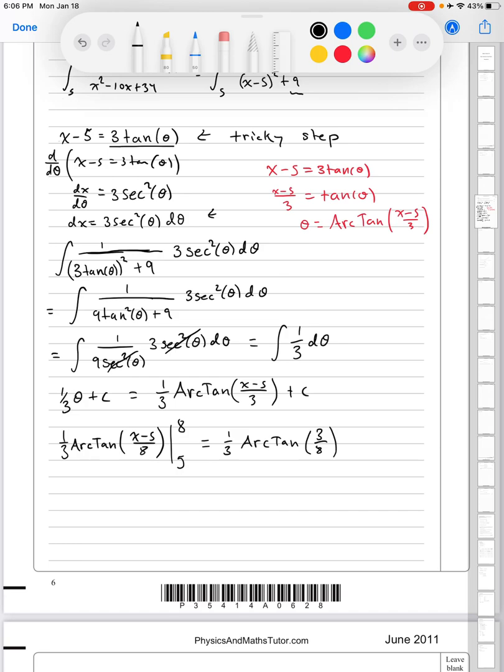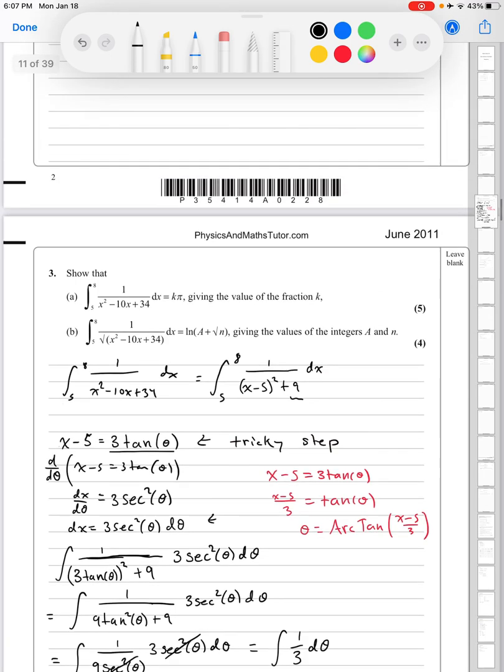Right? And then minus the arctan of 0, minus 1/3 arctan of 0. Okay? Arctan of 0 is just 0, so we can ignore that. And so we just have as our answer 1/3 arctan of 3/8. Let's see if they wanted it in a particular form.